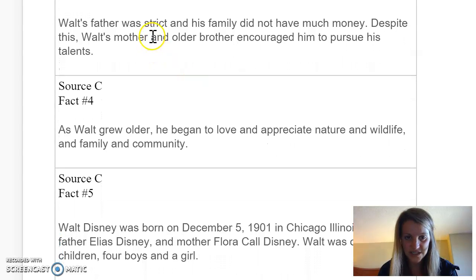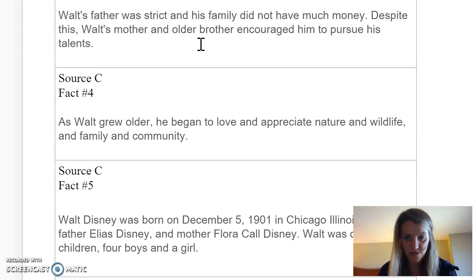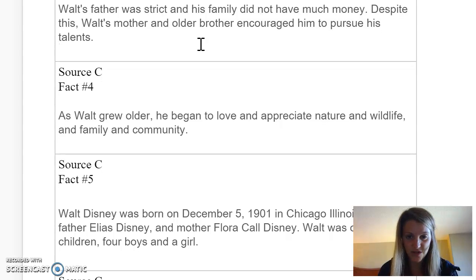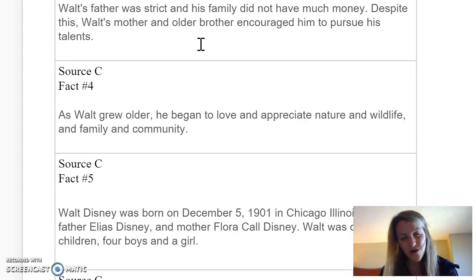All right, now let's look at some other facts here. I have, Walt's father was strict and his family did not have much money. Despite this, Walt's mother and older brother encouraged him to pursue his talents. So I'm thinking maybe I would want that in a separate paragraph about how his family encouraged him, but that doesn't necessarily have to do with art. Here I have, as Walt grew older, he began to love and appreciate nature and wildlife and family and community. That doesn't really have to do with my theme of art, so I'm going to probably leave that one out of this paragraph. And then down here I have some information about where and when he was born and his family. Again, that doesn't necessarily have to do with art.